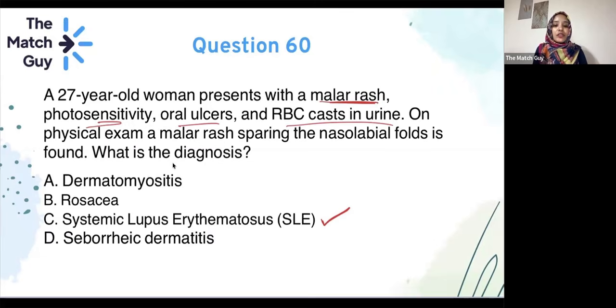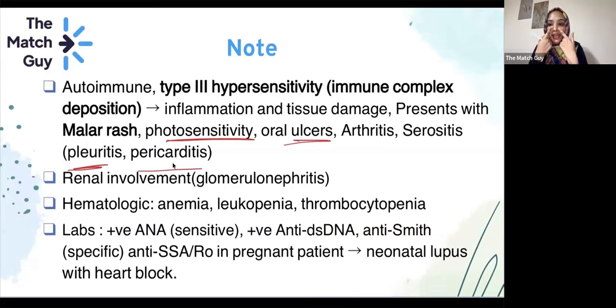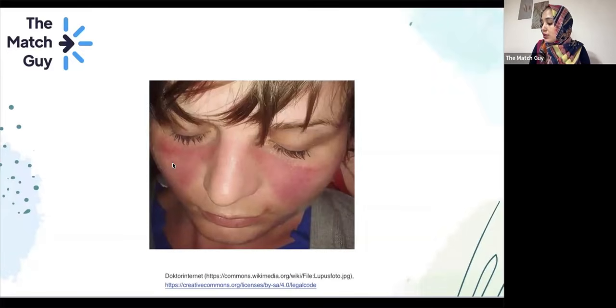You are going to see extra-articular manifestations as well, like pericarditis, psoriasis, all of those manifestations. Let's take a look. So you are going to see pericarditis, pleuritis, oral ulcers, photosensitivity, and the rash. It's very specific that it spares the nasolabial folds. These are the nasolabial folds.